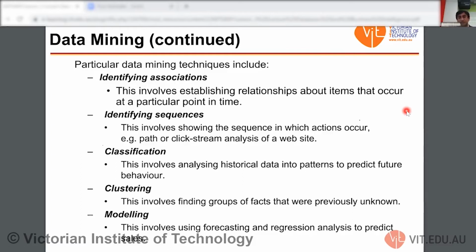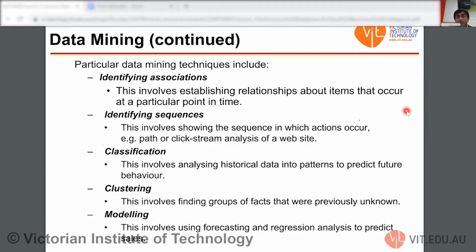That's just a real-life example, but similarly, we need to find the associations, the patterns, and the trends, and this could be useful for the business and for the organization. Identifying sequences involves showing the sequence in which actions occur, for example, path or click stream analysis of a website, how many times something is clicked.